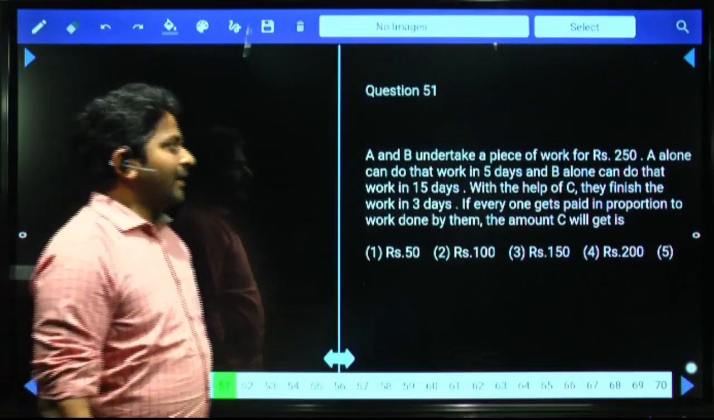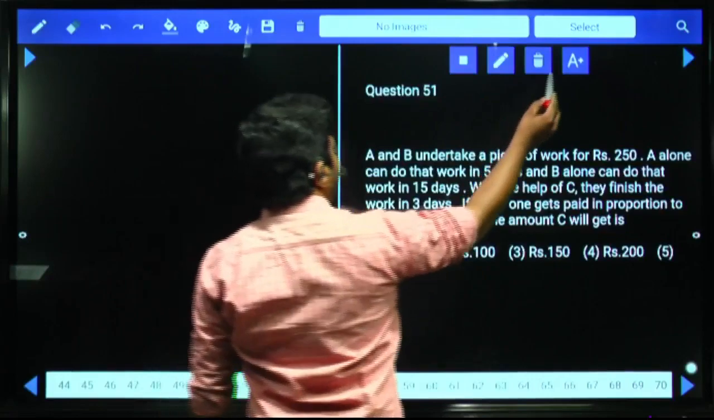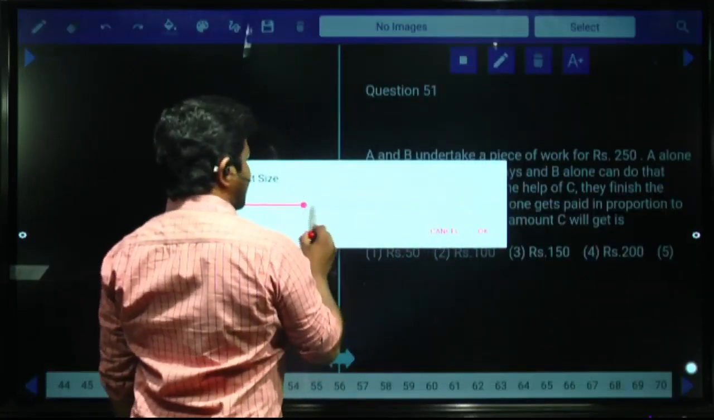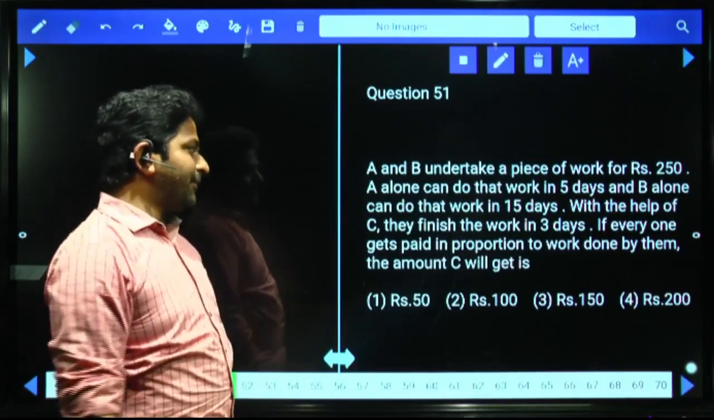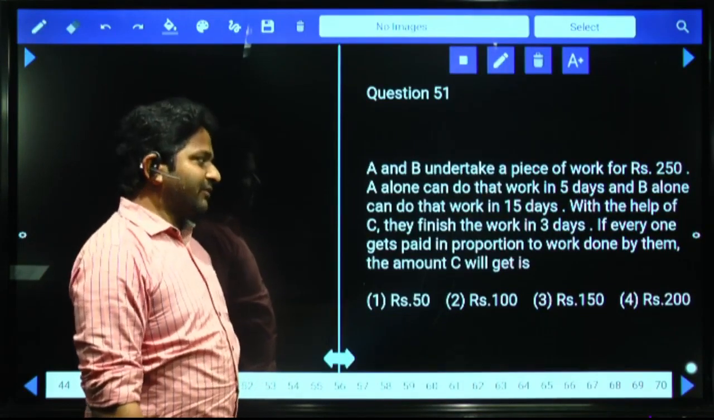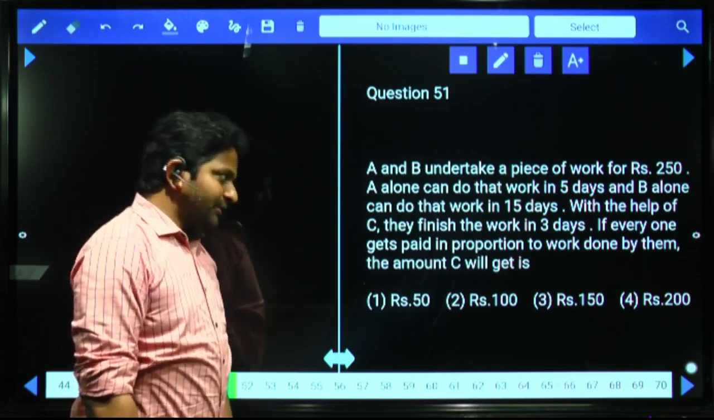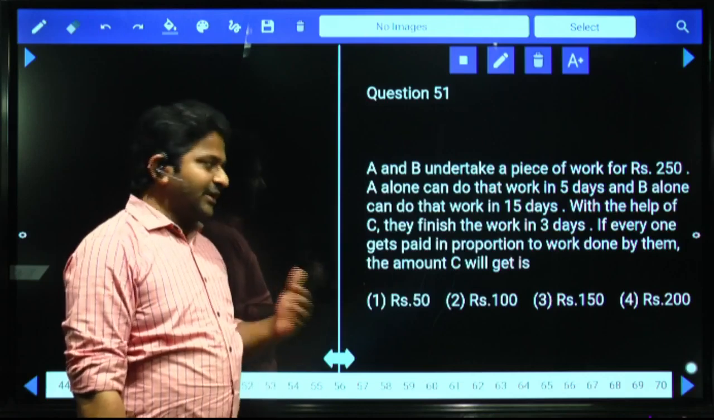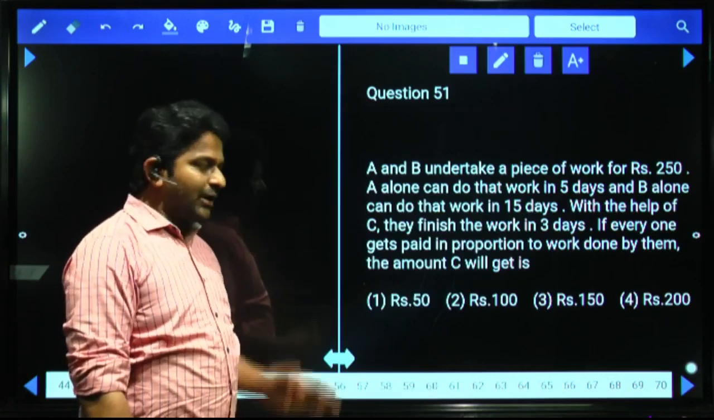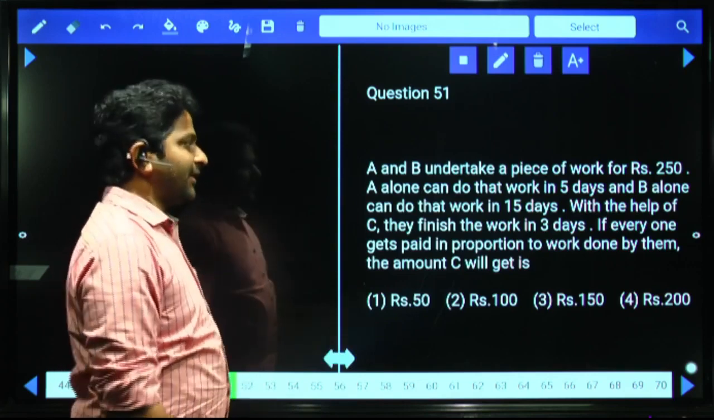A and B undertake a piece of work for 250 rupees. A alone can do the work in 5 days and B alone can do the work in 15 days. With the help of C, they finish the work in 3 days. If everyone gets paid in proportion to the work done by them, they need not mention this point because wages are distributed only according to their work ratio. The amount C will get is?